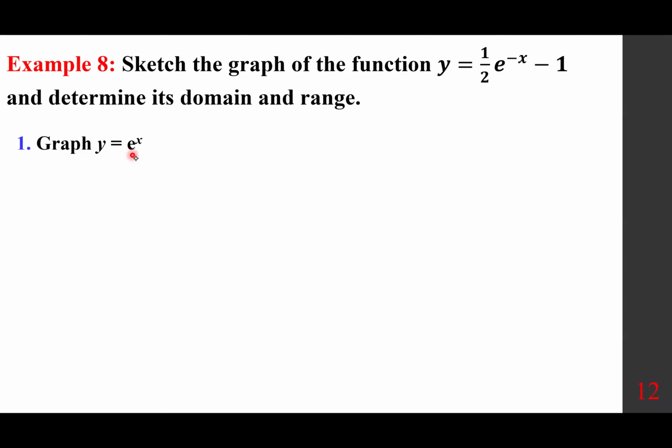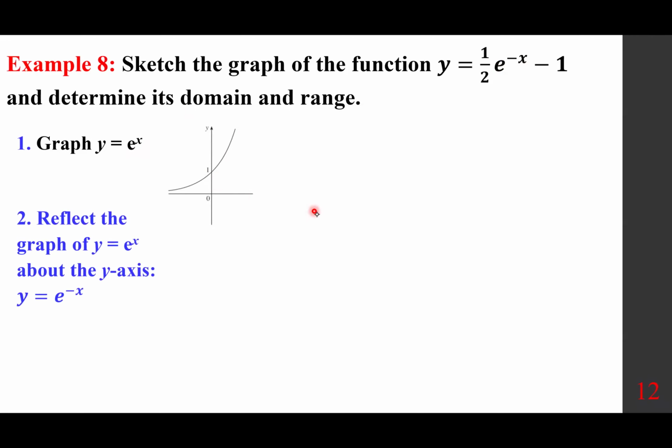Now, so that's that one. We're going to go with e to the power of minus x. So we're going to reflect it across the y-axis. So this is e to the power of x. And in order to go from this to e to the power of minus x, just reflect it about the y-axis. And it looks like this.